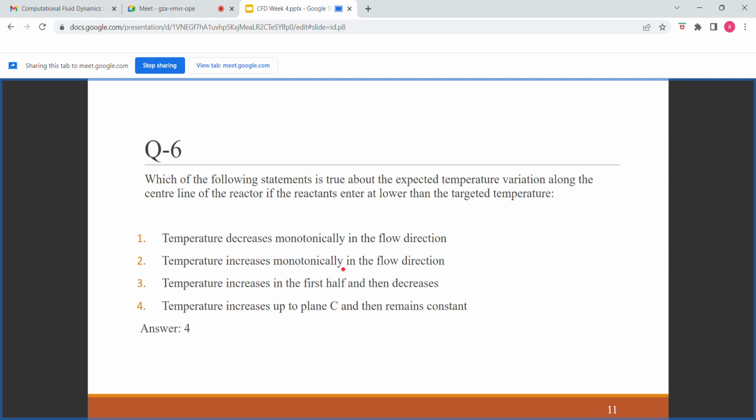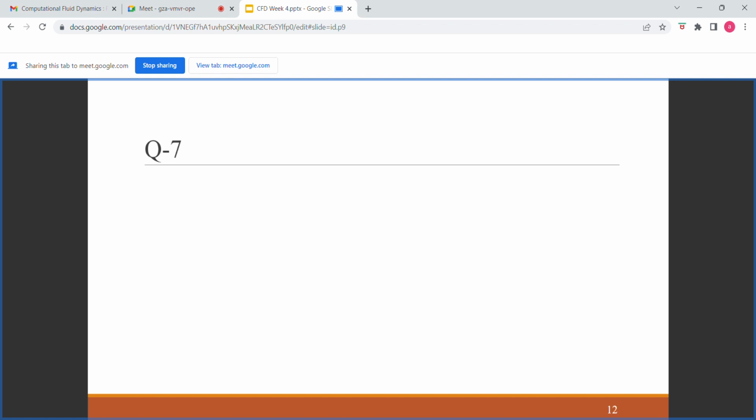First half means up to plane B, whereas that is not the case, because since it is an exothermic reaction, there is no chance that the temperature would be decreasing afterwards. So the answer to this question is temperature increases up to plane C and then remains constant. This is question 6. We'll move on to question 7.